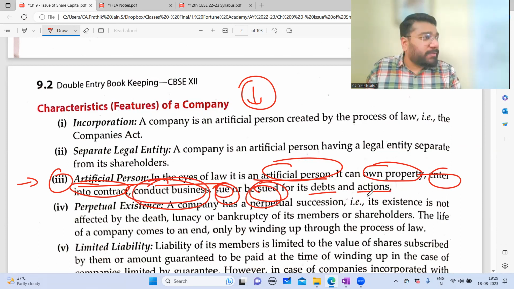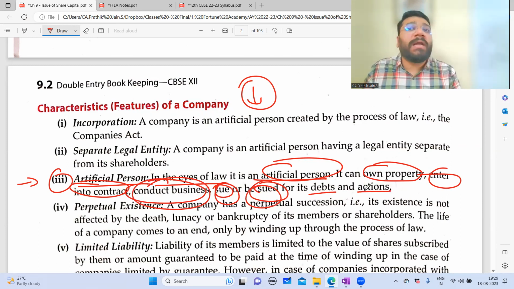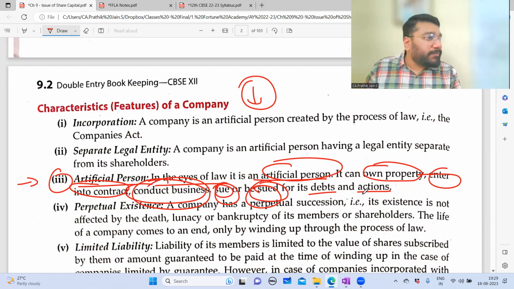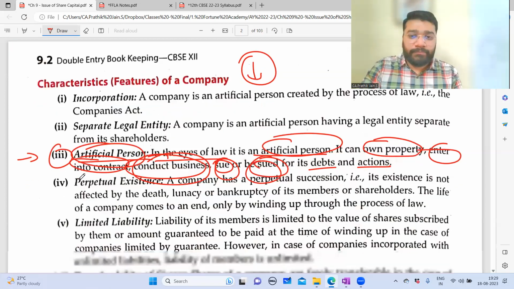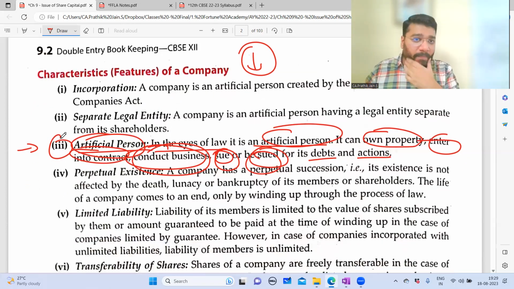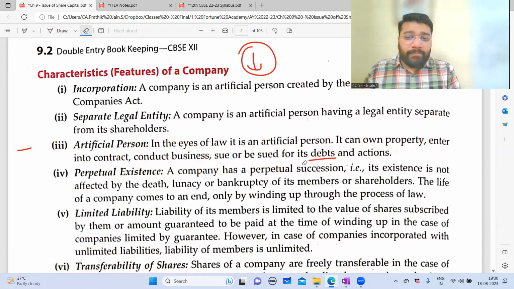So if you want to conduct business, if you want to sue or be sued for your debts and actions, then it is very important that a company has the status of being called an artificial person. Now, do you understand the significance of why the status of an artificial person is given to a company? Online people, hello? Yes, sir.